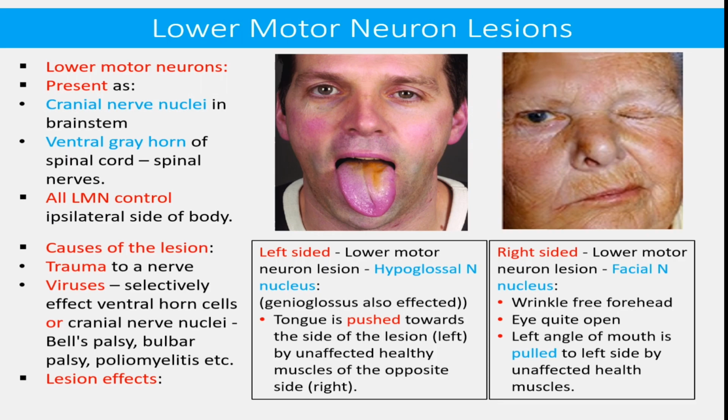In case of the face, a right-sided lower motor neuron lesion of the facial nerve nucleus produces effects in the shape of a wrinkle-free forehead. The eye of the affected side is wide open, and the angle of the mouth on the left side is pulled toward the unaffected side by the healthy muscles of the unaffected side.